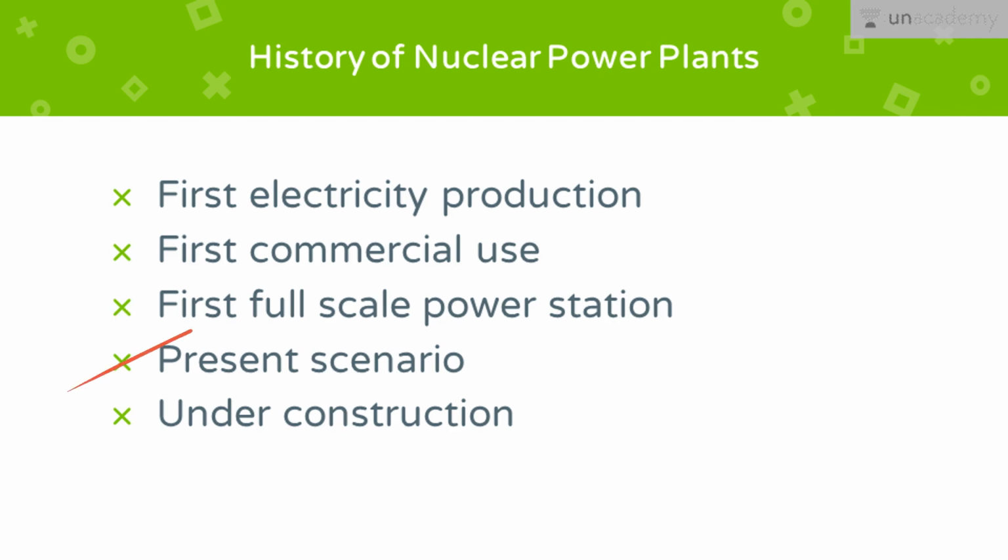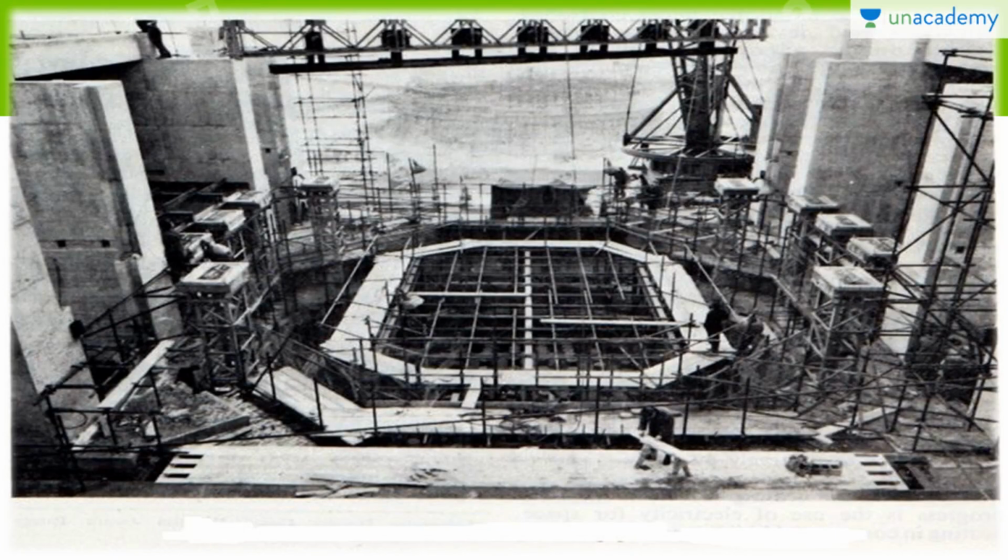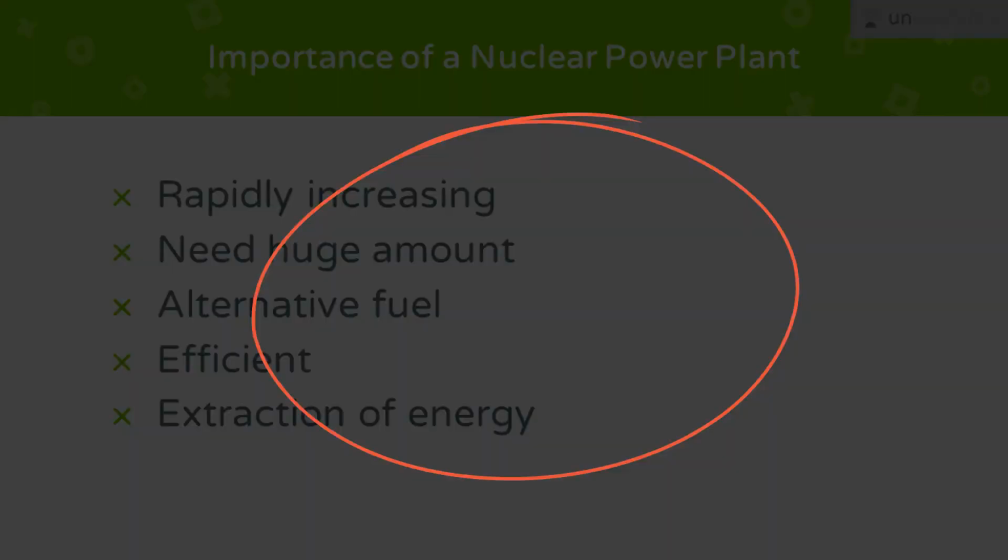The present scenario of nuclear power plants is, there are around 442 nuclear power plants in 31 countries which produce electricity, and under construction there are around 66 power plants with a capacity of around 65 gigawatts in 16 countries. So you can see here the Kandahar power plant, which was actually the first power plant to be set up. So this was the building stages of the Kandahar power plant.